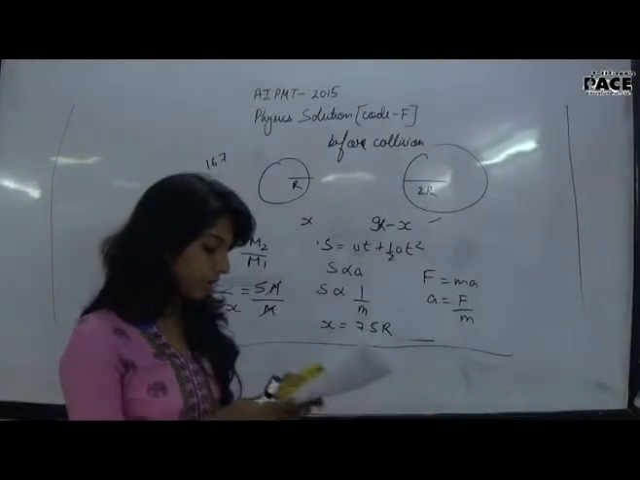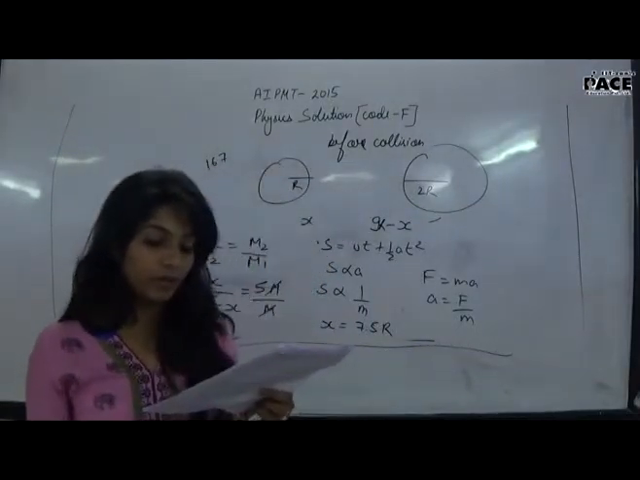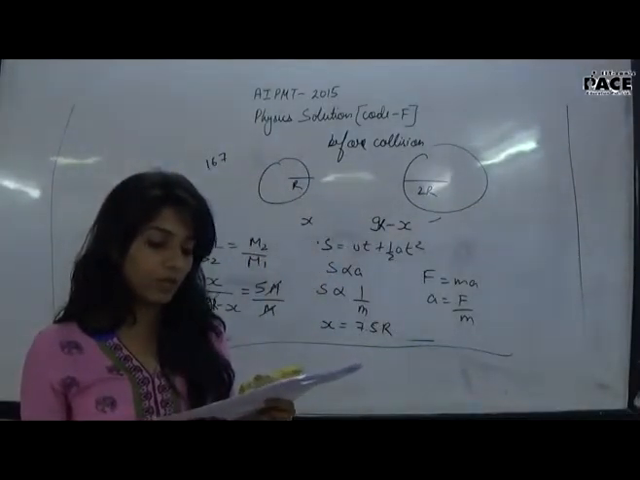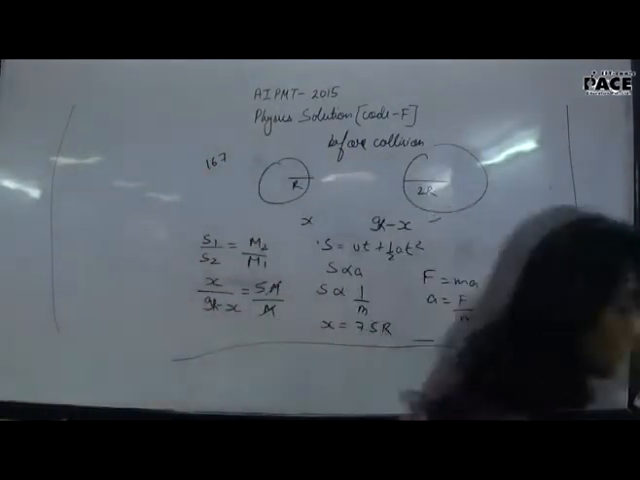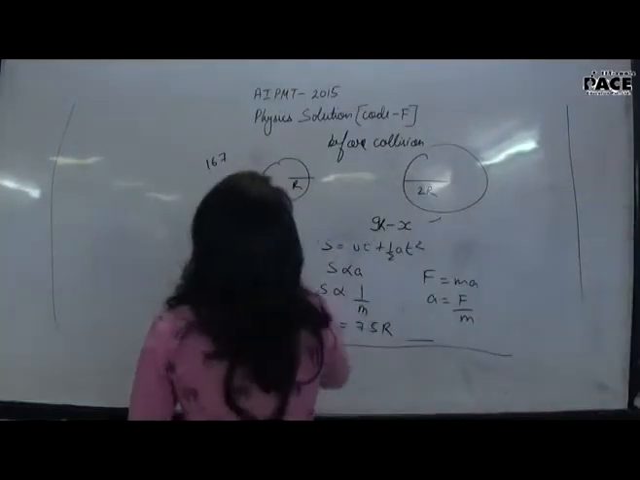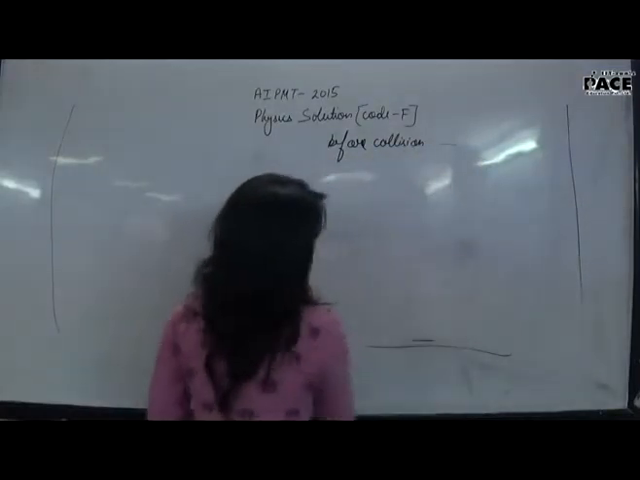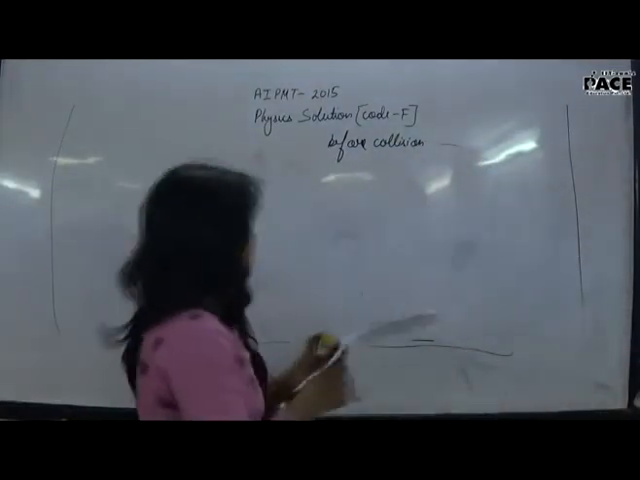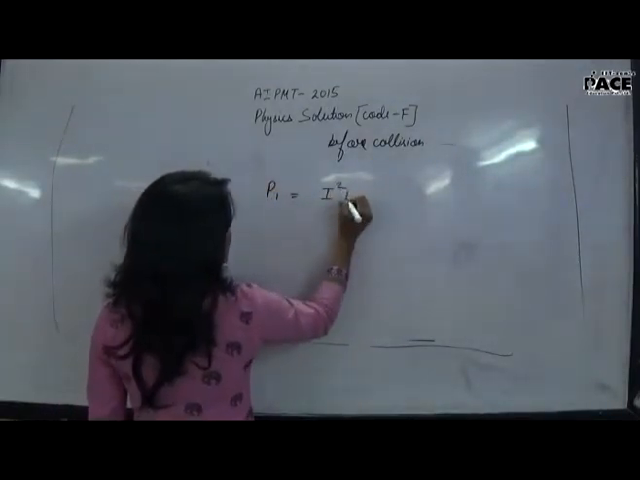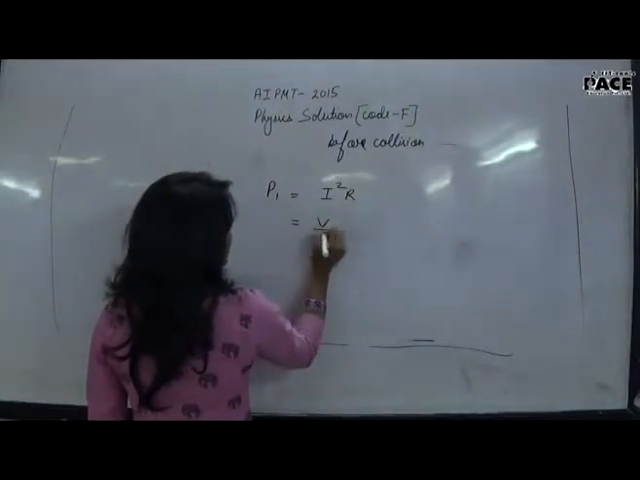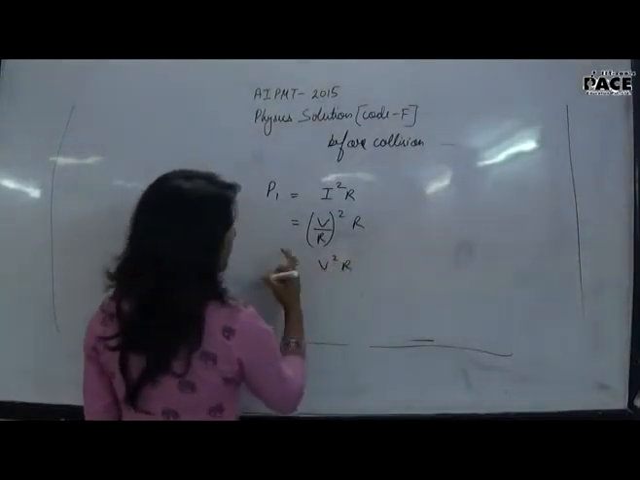Question number 168: a resistance R draws power P when connected to an AC source. If an inductance is now placed in series with the resistance such that the impedance of the circuit becomes Z, the power drawn will be. As we all know, power consumed by an inductor is 0. Therefore, initial power P equals I square into R, that is V by R whole square into R, equals V square by R.